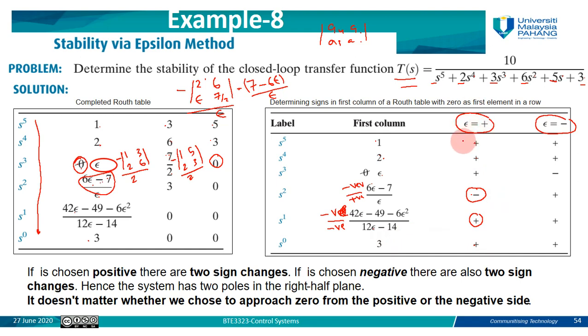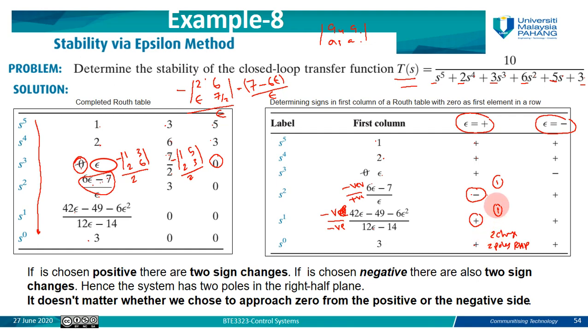You can see here how many changes there are if epsilon is positive. Positive to positive, no change. Positive to positive, no change. Positive to negative, there is one change. Negative to positive, there is another change. So there are two changes, and these two changes mean two poles on the right half plane. So in this case, our system is unstable because we have two poles on the right half plane.